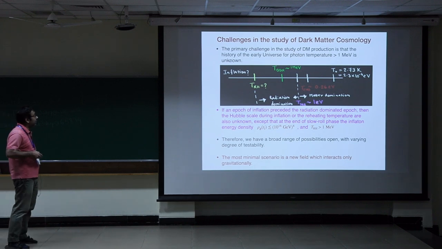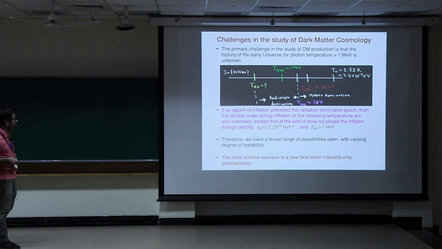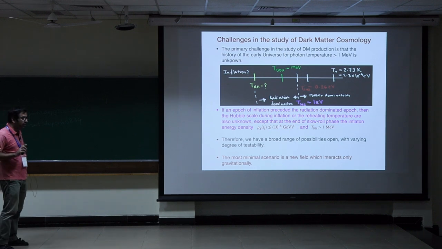So given this very broad range of possible temperatures in the early universe, in particular this is 19 orders of magnitude, saying anything specific of what happened here is difficult, and therefore we have a very broad range of possibilities open with varying degrees of testability. The most minimal scenario, of course, is a new field which interacts only gravitationally.